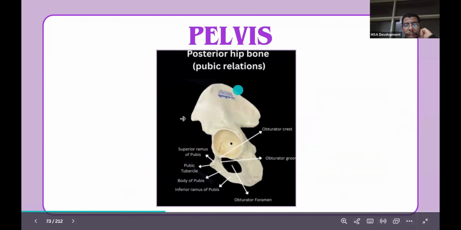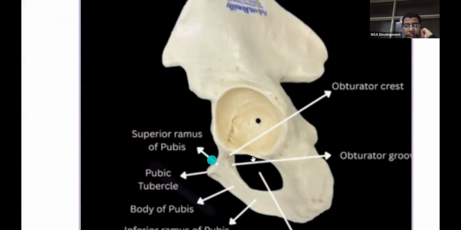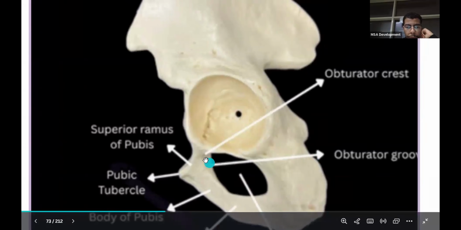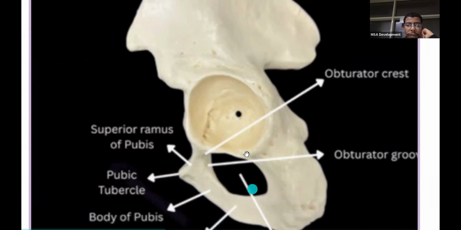This is another model from the lab. As you guys can see, the obturator crest is, I'm not really sure if it's clear. However, it's supposed to be something that is poking out. A groove would be the depression. So the obturator groove is a depression in there, and then the crest is something that is poking out in the obturator foramen.